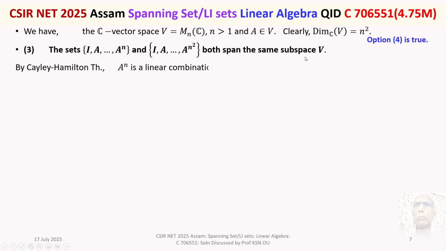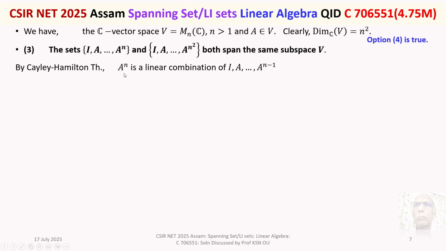Subspace of V, not subspace V. Subspace of V. "Of" is not written here. By the Cayley-Hamilton theorem, A to the power n is a linear combination of I, A, etc., A to the power of n minus 1.